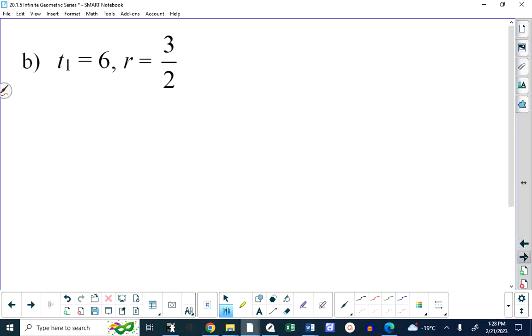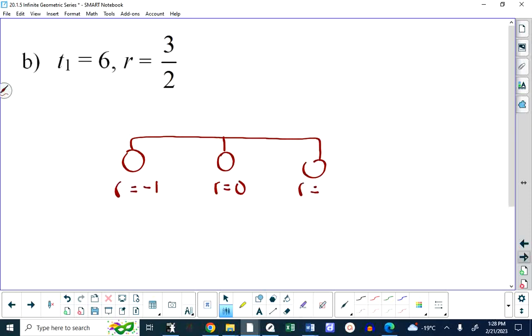But the bottom line here is when we take a look at r equals 0, r equals -1, r equals +1, 3/2 is over here. I didn't draw this to scale. 3/2 would be maybe there. But that's outside of the domain of values for r that make it convergent. So no sum. And that's it.